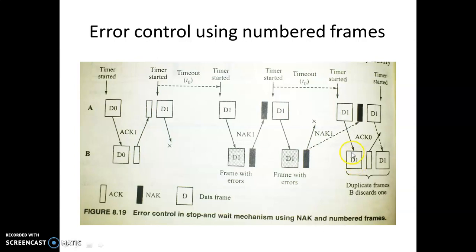So what happens over here? We received two D1s. But the good thing about this case is that the receiver can find out that there are two frames with the same number, so it will discard the latest one. Hence, this method is better than the previous two. Okay, thank you very much. Hopefully you have understood.